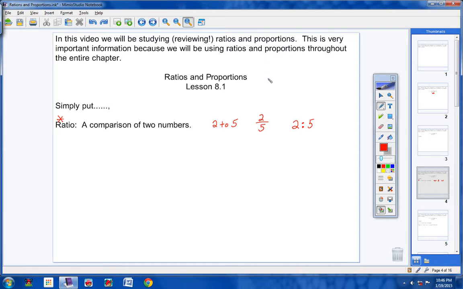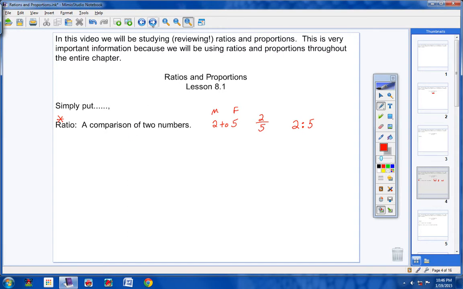For example, if I knew for every 2 males in the geometry class there were 5 females, then I can say the ratio of males to females is 2 to 5, okay? And so that's an example of a ratio. A ratio, simply put, is a comparison of two numbers, okay?